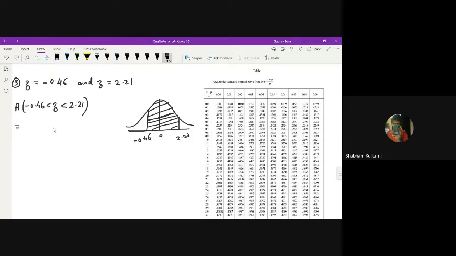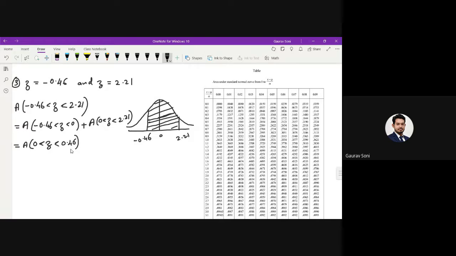Sir, I think we will first find the area from minus 0.46 to 0, then from 0 to 2.21, and then we'll add them. Exactly. So area from minus 0.46 less than z less than 0 plus the area from 0 less than z less than 2.21. But by symmetry, minus 0.46 to 0 is equal to 0 less than z less than 0.46 plus the area from 0 less than z less than 2.21. Now these values I can find out from the table.